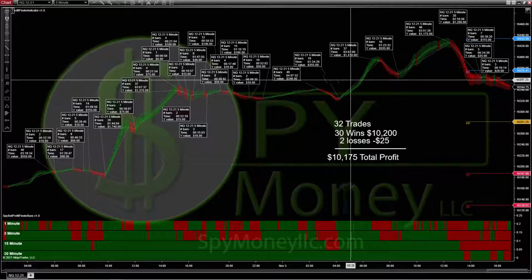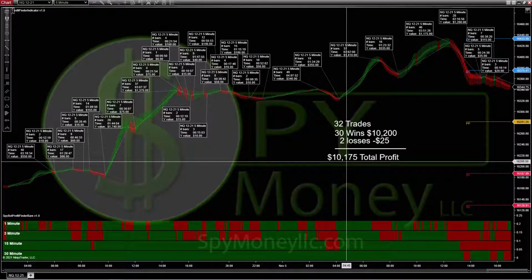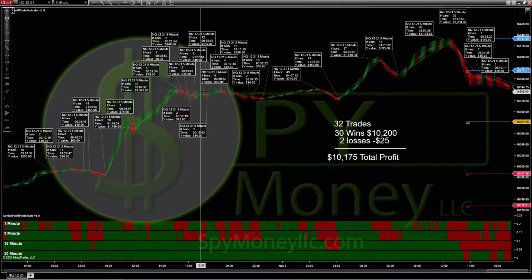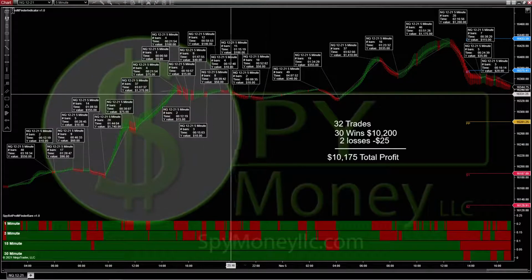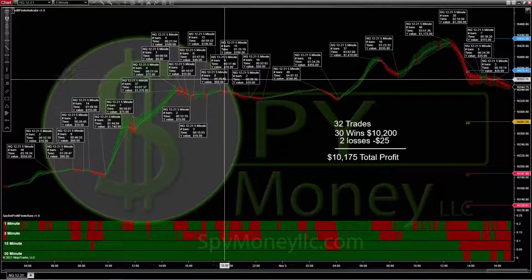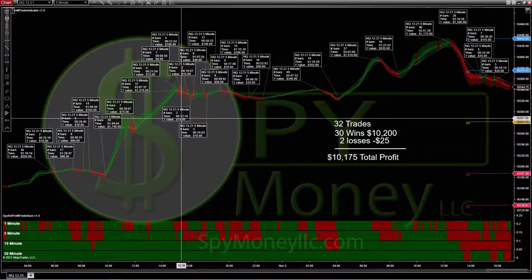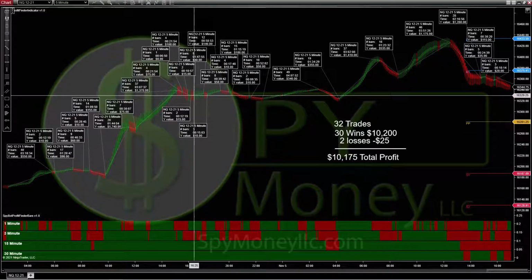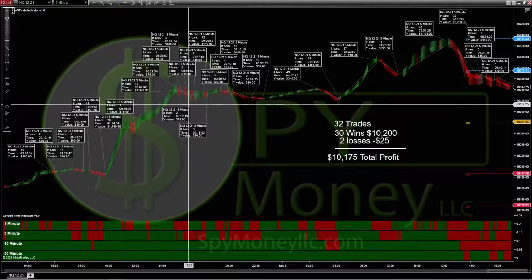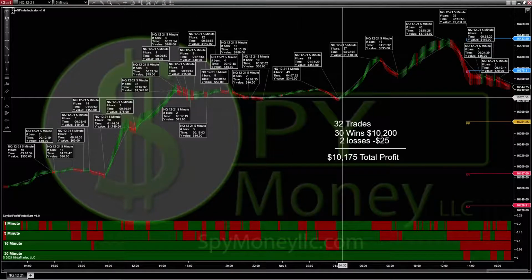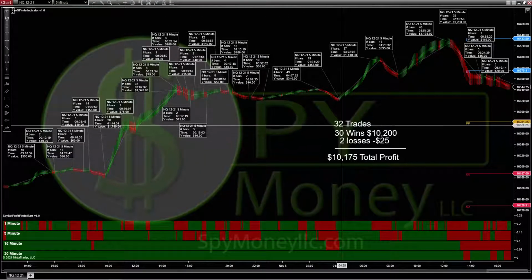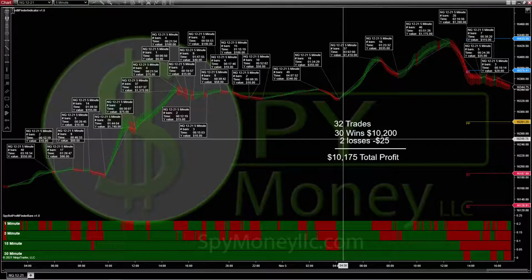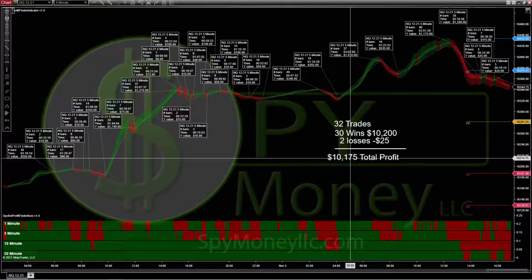But on this one, in the 2 trading days, your total profit would have been $10,175, and that's if you traded in the middle of the night. That's where all this chop was. Even in the chop, you were making money. We lost 2 trades, a $15 and a $10, based on this indicator. If they're below the bars, that's a loser, and if it's above the bar, those are winners. So you had 32 trades, 30 wins, 2 losses, total profit of $10,175.